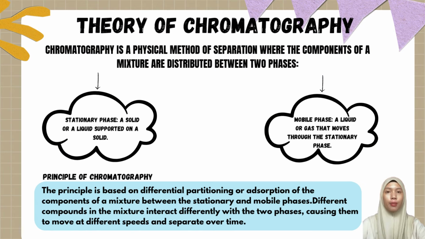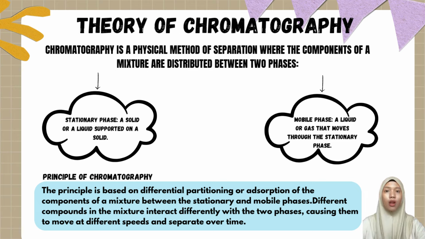Chromatography is a physical method used to separate the components of a mixture. The key idea is that the components are distributed between two different phases, which are the stationary phase and the mobile phase. The stationary phase can be either a solid or a liquid that is supported on a solid. It stays fixed in place, and on the other hand, the mobile phase is a liquid or a gas that moves through the stationary phase.